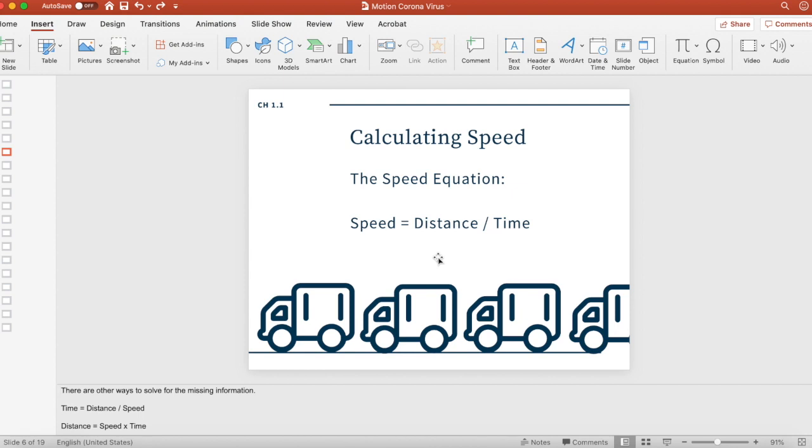So, you run 360 meters in 60 seconds. What is your speed? You run 360 meters in 60 seconds. What is your speed? Your speed should be 6 meters per second, 6 mps, or 6 m/s.